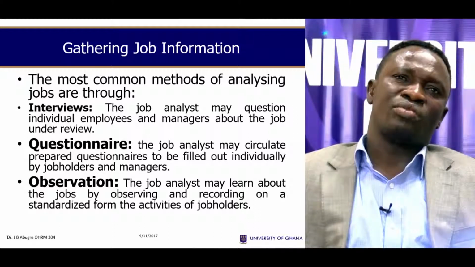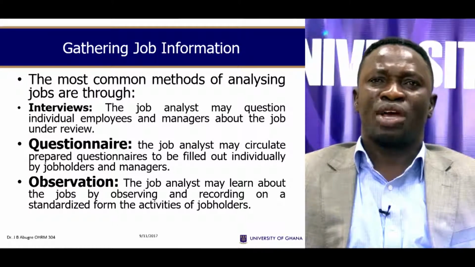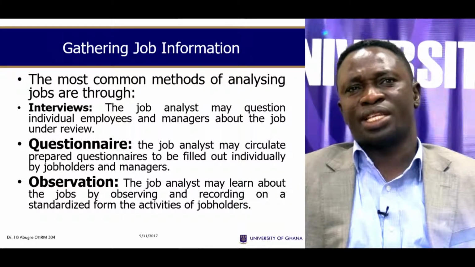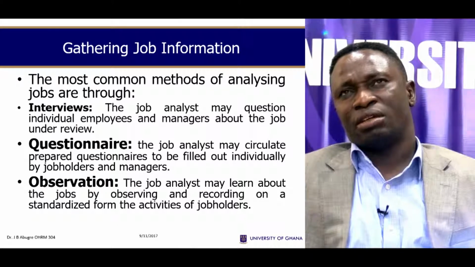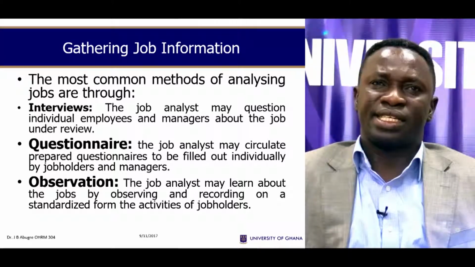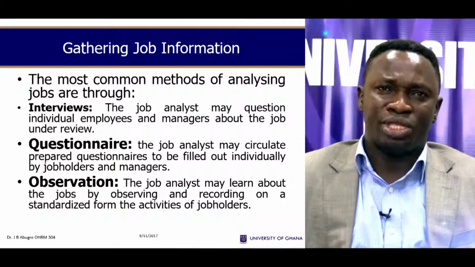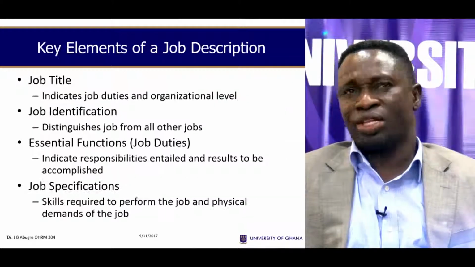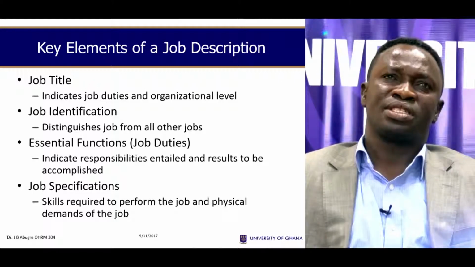The third one is observation. That is, the job analyst may learn about the jobs by observing and recording on a standardized form the activities of the job holder. That means that the job analyst may go to the site and sit down and observe how people are working. By then he or she gathers the information about that particular job. So that is observation. What are the key elements of a job description?